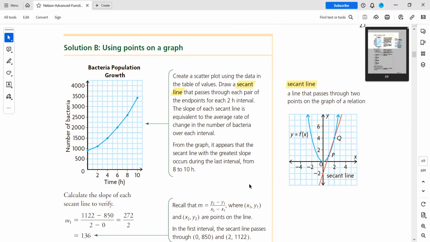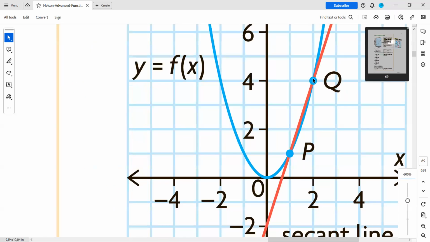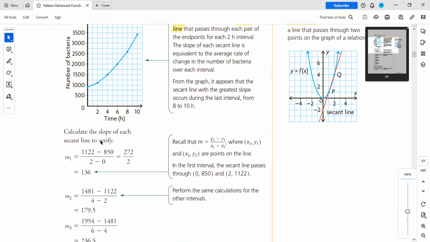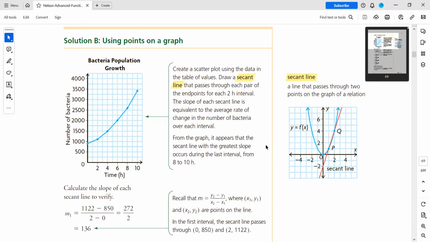And in this particular example, what we're going to do is create a scatter plot using the data from the table of values and draw a secant line. It is really important to understand what a secant line is. A secant line is a line that passes through 2 points on the graph of a relation. As here, PQ is a secant line. So the slope of each secant line, in this case, remember, slope is the angle between this line and the horizontal axis. The slope of each secant line is equivalent to the average rate of change in the number of bacteria over each interval.